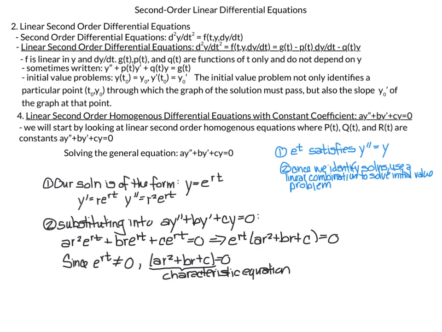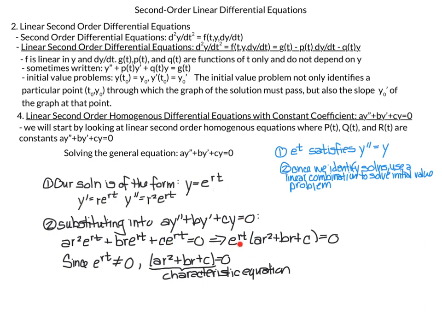The second thing we're going to do is substitute our y prime and our y double prime into our equation a y double prime plus b y prime plus c y equals 0, and we will get our a, and then our y double prime, r squared e to the rt, plus b, and then our y prime, r e to the rt, plus c, and then our y, e to the rt, equals 0.